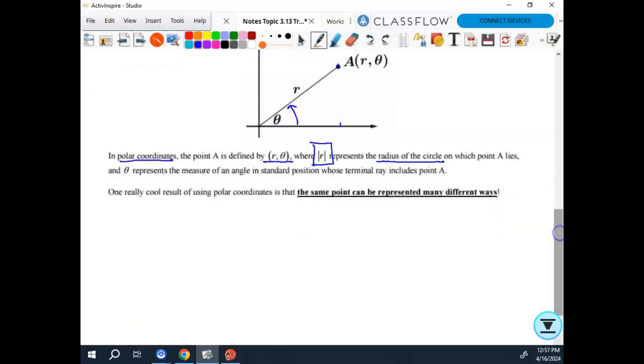One really cool result of using polar coordinates is that the same point can be represented many different ways. What that means is this. If this point is, let's say, (4, 3), I go to the right 4, I go up 3. That's literally the only way I can get there on a rectangular coordinate system because we start at (0, 0). However, in the polar coordinate system, since they're on circles, kind of like with the unit circle, we can rotate around an infinite number of times, so there are different ways to get to that same point, much like we've been doing on the unit circle. Okay? All right, flip this over.